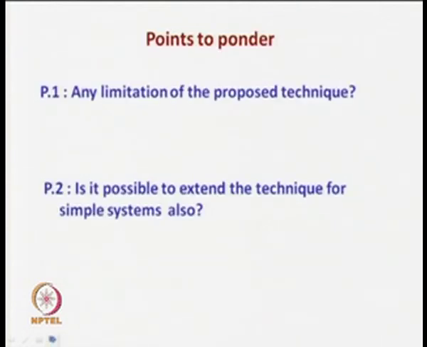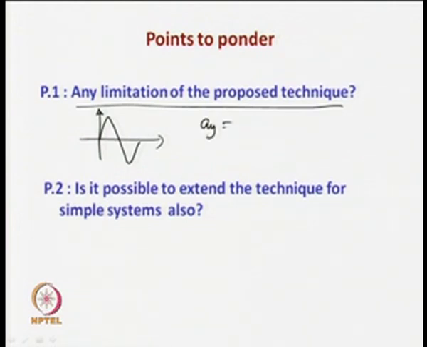Any points to ponder? What are the limitations? Any limitation of the proposed technique? Yes, this technique is applicable only when the output is asymmetrical, I mean the average output A y does not become 0 or A u does not become 0 especially. So, this is one of the limitations of this method, that it cannot be used for sustained oscillatory signals of symmetrical nature. That means, when the output is symmetrical, in that case we cannot make use of this technique to find the steady state gain of the system.